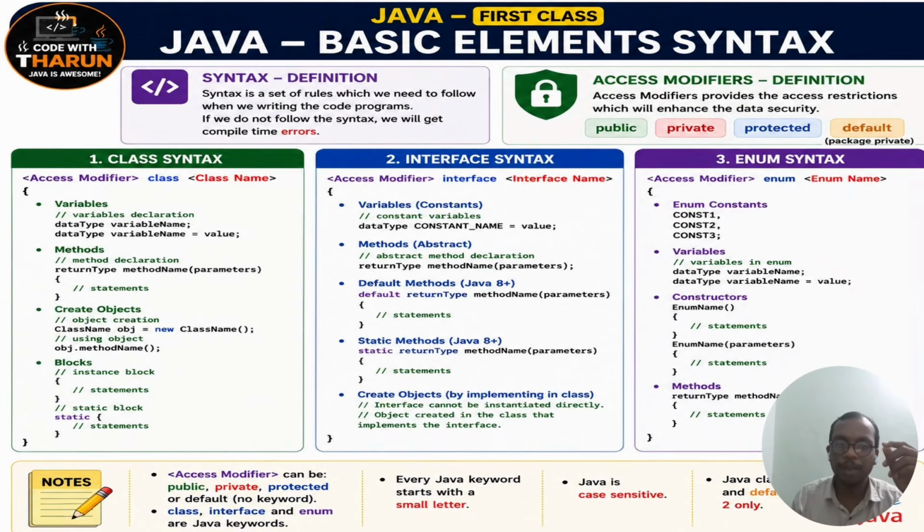For example, think about building a house. Can we build a house without knowing where to place the walls, doors or windows? Think and answer by yourself. Absolutely no. Similarly, before writing Java programs, we must understand the basic elements of Java.